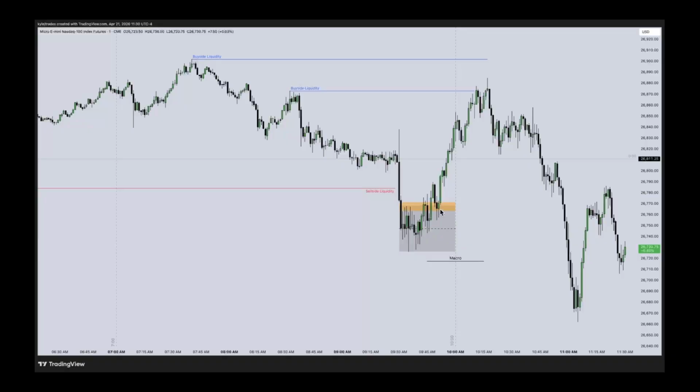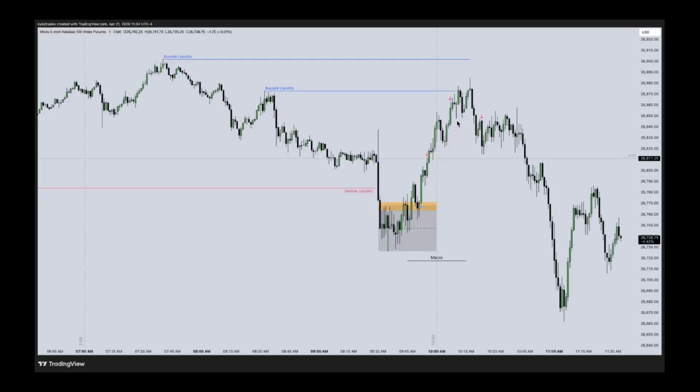I entered once we started to have some movement out of here, and then I took ultimate profit around the buy side liquidity from the 8:30 a.m. to 10 a.m. cycle, and then my stop loss got moved to break even, and I ended up getting stopped in profit.